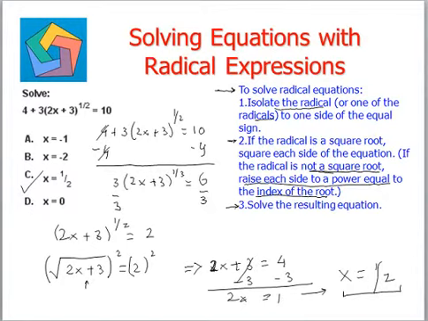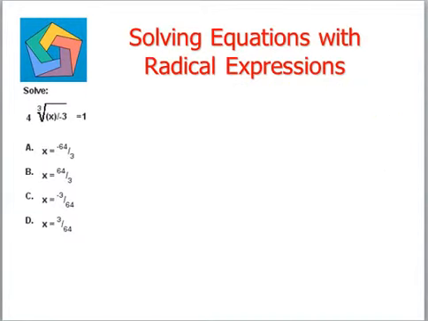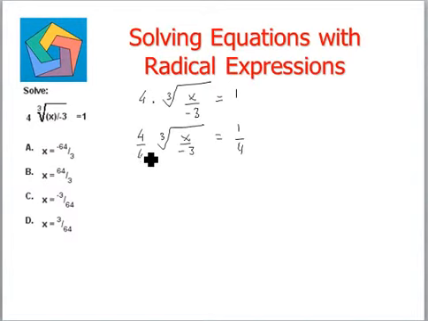Let's move to the next question. Solve. We'll write the equation: 4 times the cube root of (x divided by negative 3) equals 1. The first step is to isolate the radical. For that we divide by 4 on both sides. So 4 divided by 4 times the cube root of (x divided by negative 3) equals 1 by 4.